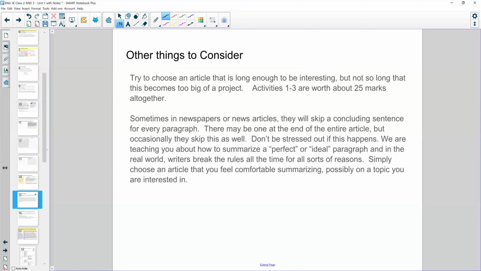The other thing I noticed, a lot of times in the newspapers, they skip a concluding sentence for every paragraph. There might be one at the end of the entire article, but occasionally they skip this as well. Don't be stressed out if you can't find an obvious concluding sentence. We are teaching you how to summarize a perfect or ideal paragraph. And in the real world, writers break the rules all the time for all sorts of reasons. So simply choose an article that you feel comfortable summarizing, possibly on a topic that you are already interested in.